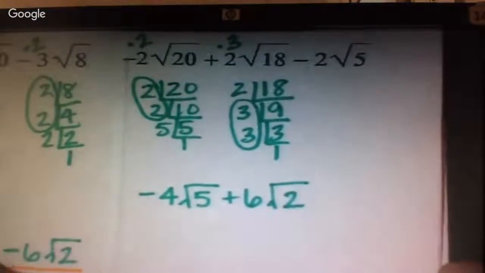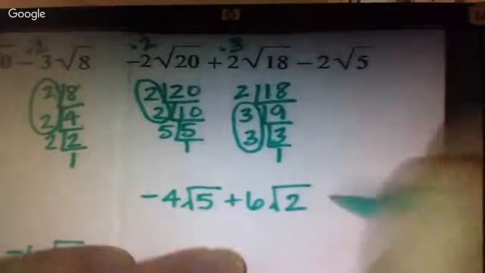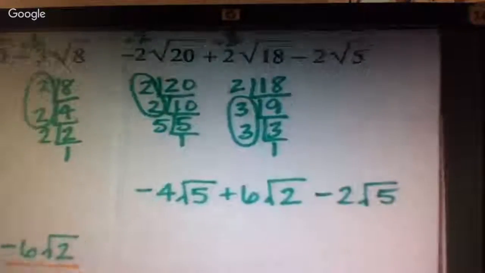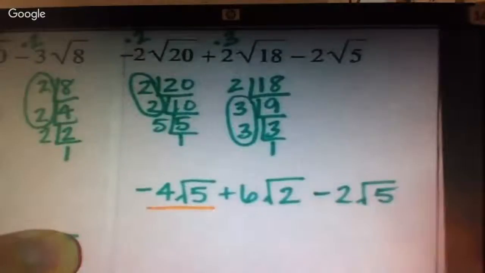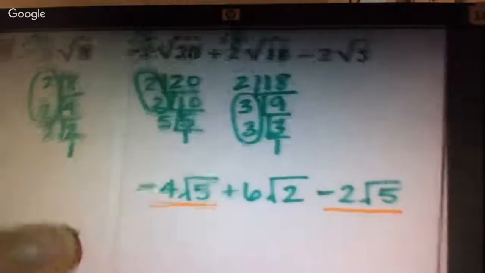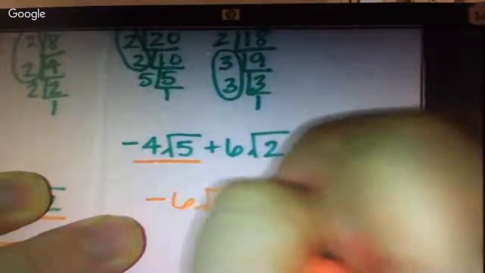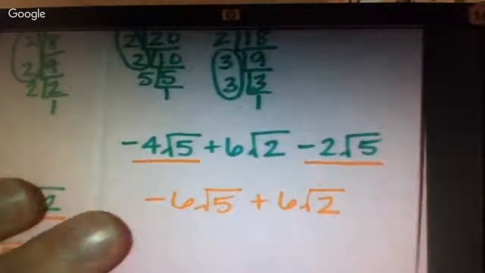Okay. Jackie already said this last one can't be simplified. It's already simple. The square root of 5, you can't break that down. So we just bring it down. Okay, this is coming easy now. So the only two that can combine are my 2 square roots of 5. And that gives me -6 square roots of 5 plus 6 square roots of 2.